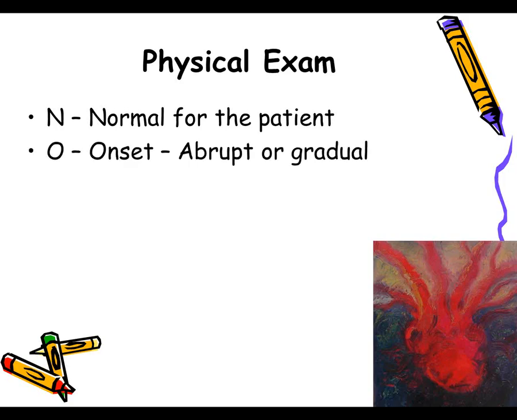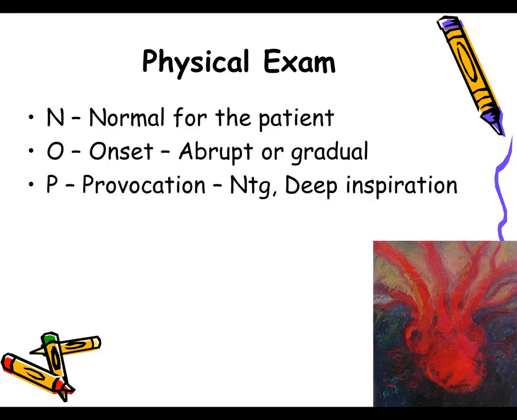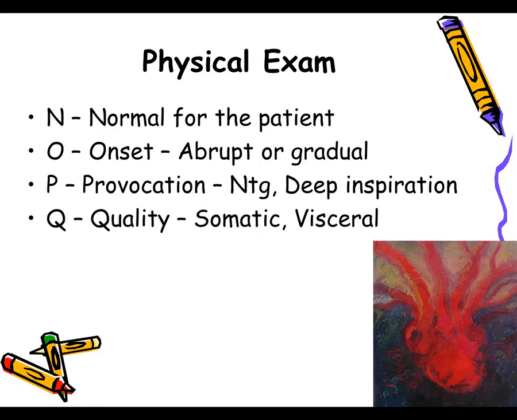O is onset. What were you doing when it came on? A lot of people look at onset as, what time did it start? But we get that in the T of the OPQRST. O is onset. What happened, or what were you doing when this discomfort came on? Particularly, did it come on suddenly, or is it a gradual pain that's gotten worse? P is provocation. What makes this better? What makes it worse? Q is quality.